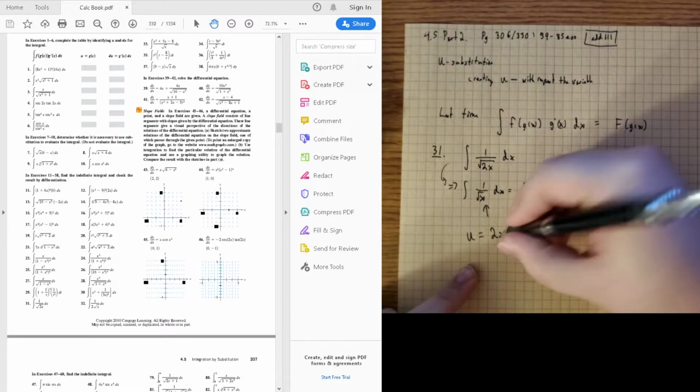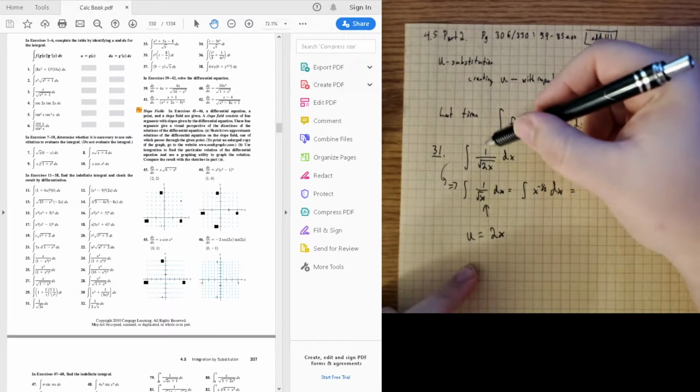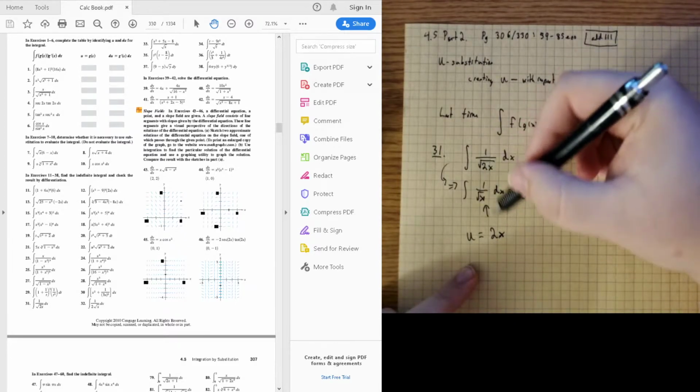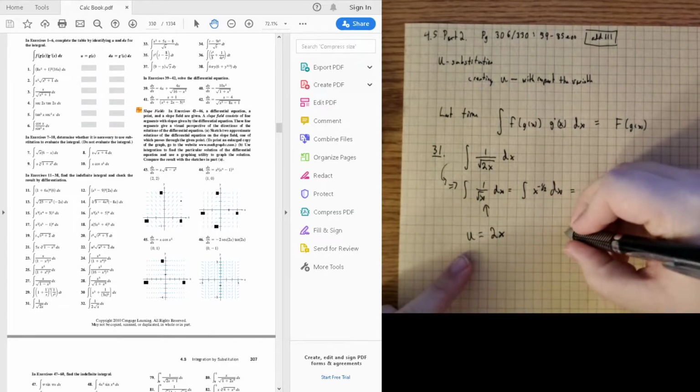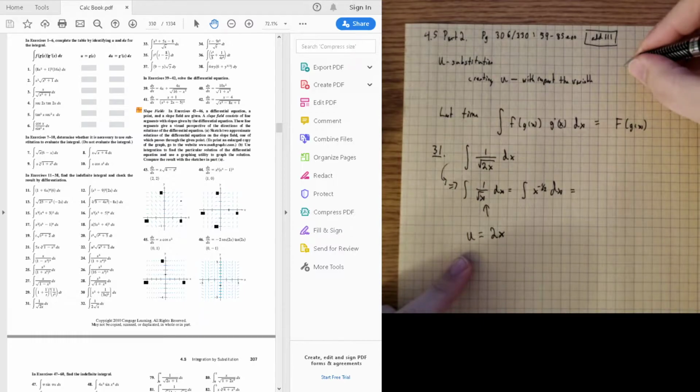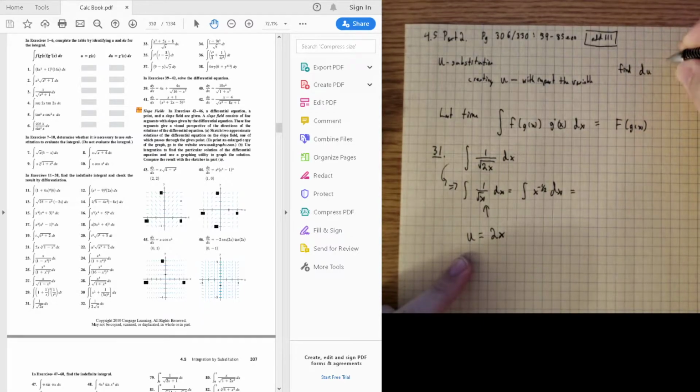Why 2x, you might ask? Well, because 2x has a couple of unique things about it. One, I can find its derivative easily. That's a big detail when doing u substitution. When you do u substitution, you need to be able to find the derivative, or what we're going to call du. You want to be able to find it relatively easily.